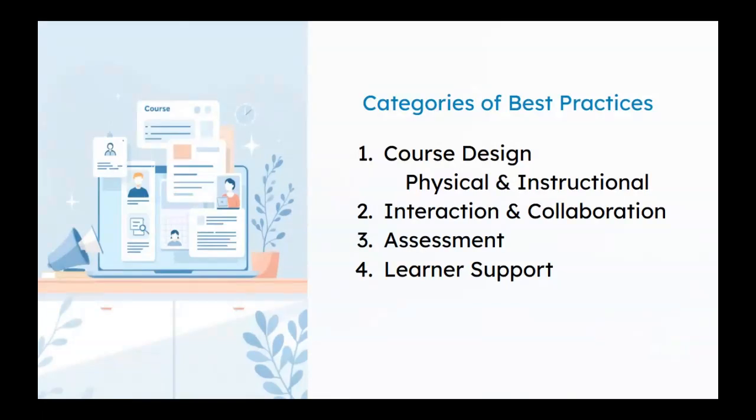Anthology's rubric has basically 4 different areas that they look at for best practices: course design, interaction and collaboration, assessment, and learner support. Course design is the only one that's broken up into 2 different buckets, if you want to call them that. We're talking about the actual physical design of your course, the layout, how to navigate it, and then we're also talking about your instructional design, where you're talking about your teaching pedagogy, your practices, activities, and so on.